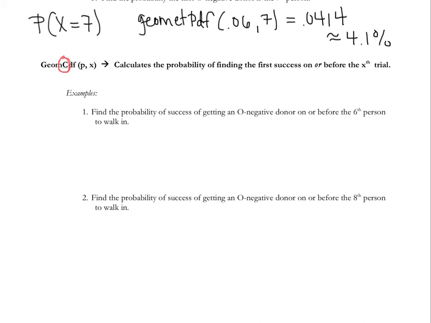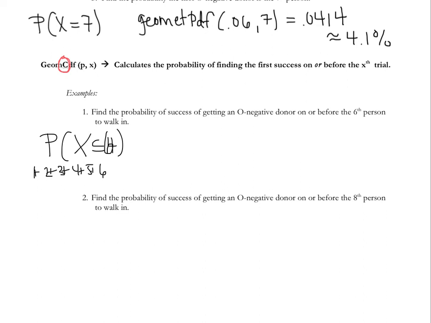So example 1 says find the probability of success of getting an O-negative donor on or before the 6th person to walk in. So this time I want it to be less than or equal to 6. So similar to the front, make that a 6. Okay, this means it could be the first or the second or the third or the fourth or the fifth or the 6th. That's a lot of probabilities to add up and do by hand. You should expect to be able to do it, maybe up to the 4th person in any situation, but anything usually bigger than 5 or 6, you can use your calculator.